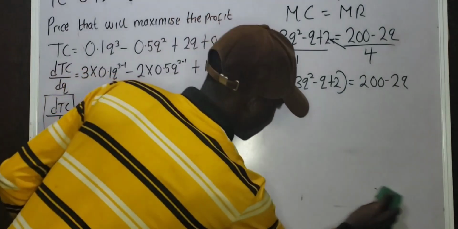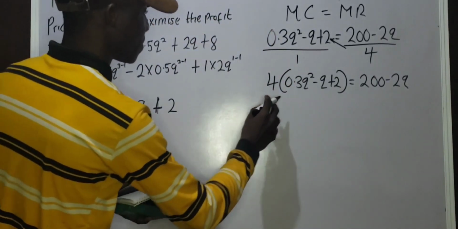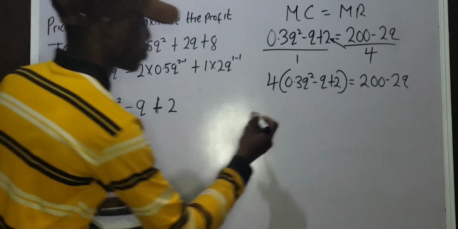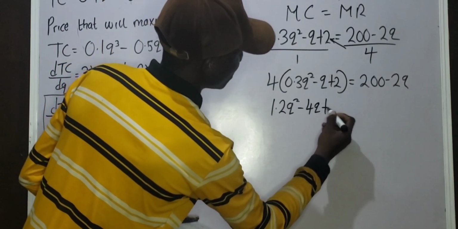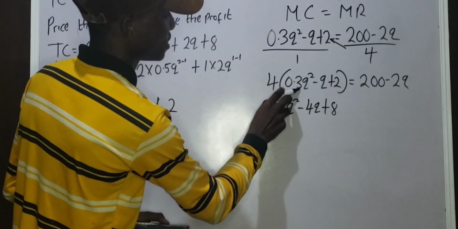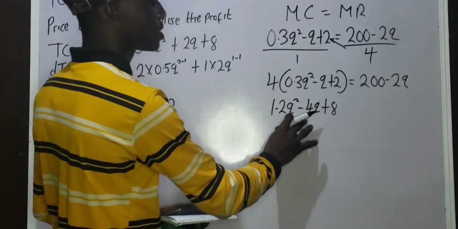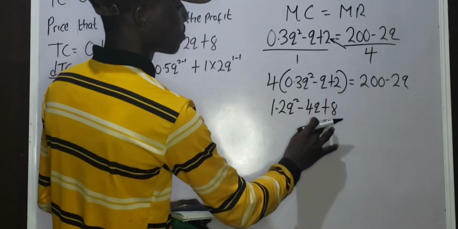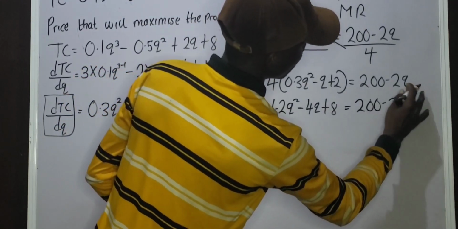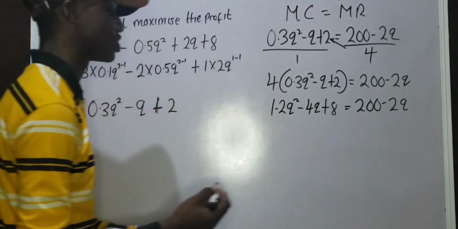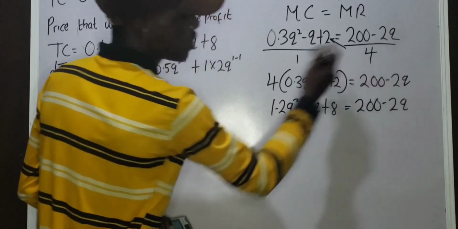Okay, let me erase this. Now 4 multiplied by 0.3, that is 1.2. So I'm going to have 1.2q raised to the power of 2 minus 4q plus 8. You understand? 4 multiplied by 0.3 gave me this. Then 4 multiplied by minus q, that is minus 4q. 4 multiplied by 2, that is plus 8. Is equal to 200 minus 2q. Okay, please just pay attention. Now we have gotten to this point. We are going to collect like terms. I'm going to move all this to the other side of this equation.